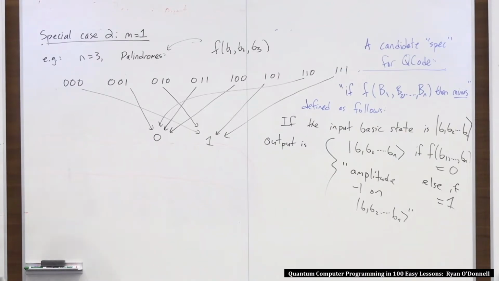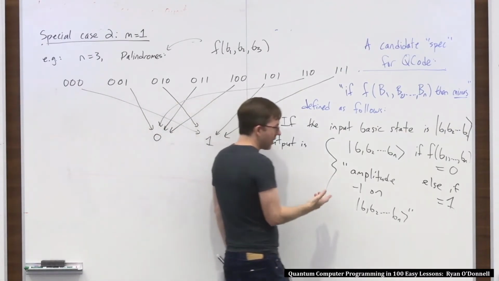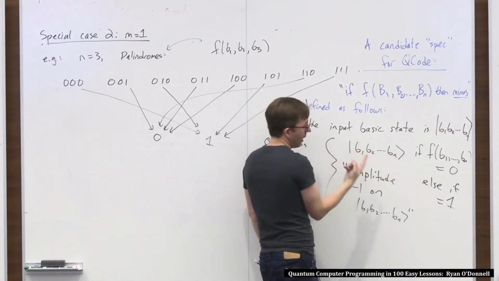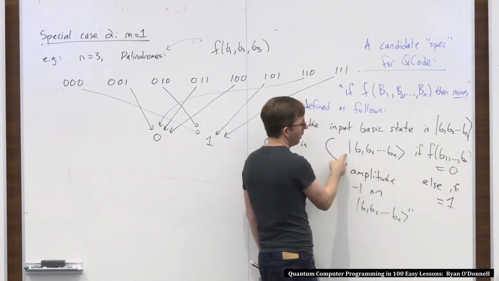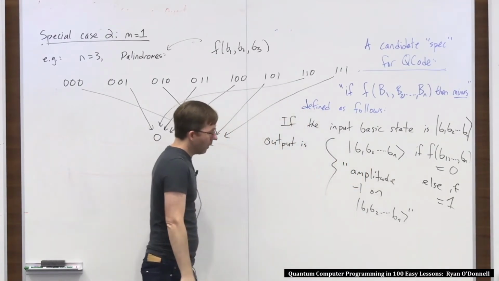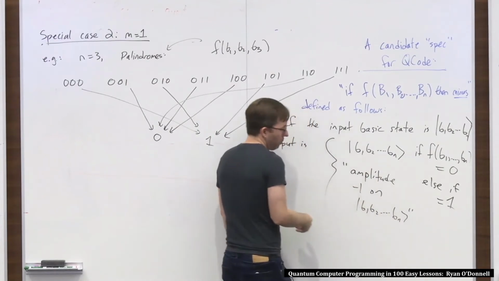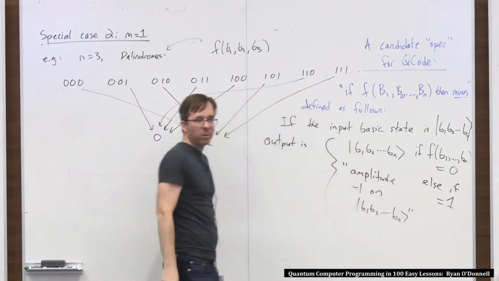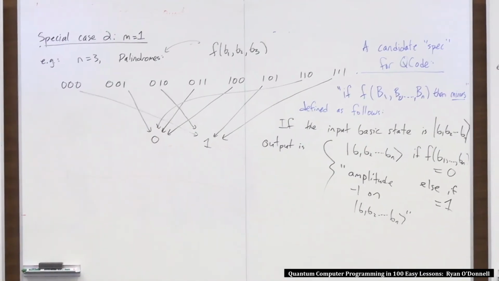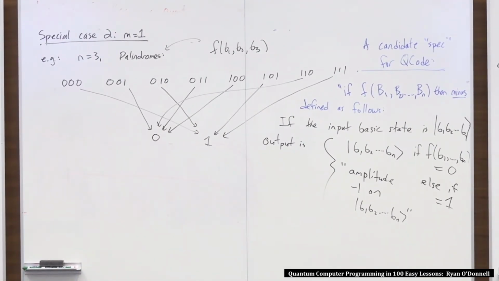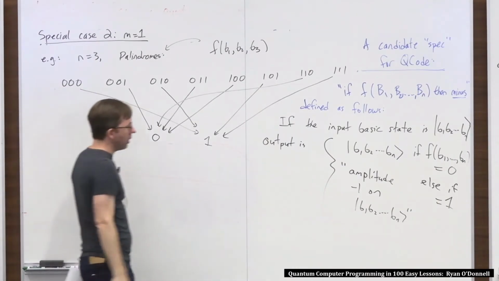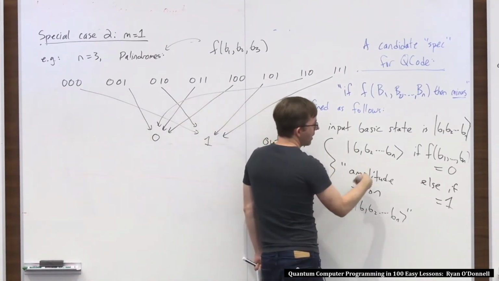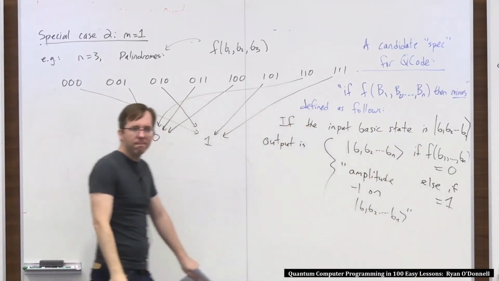So let's check a few things. First of all, this is sensible. This is a valid quantum state. It has all 1 of its amplitude on this particular basic state. This is also a valid quantum state. It also has all 1 of its amplitude on this basic state, except it has amplitude minus 1. But that's allowed. We just need the sum of squares of amplitudes to be 1, and minus 1 squared is also 1. So this is a legit quantum state for every possible input basic state.